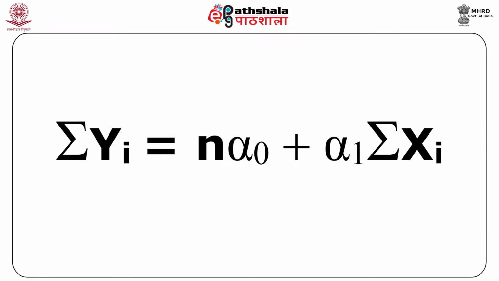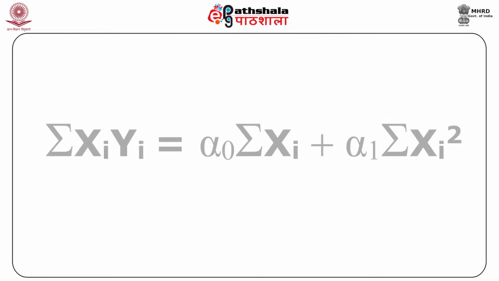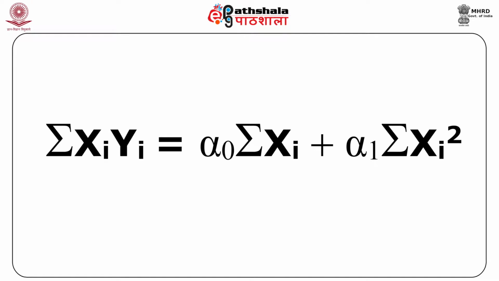Rearranging the equation, we get summation yi is equal to n alpha naught plus alpha 1 summation xi, and summation xi yi is equal to alpha naught summation xi plus alpha 1 summation xi square. These are exactly similar to the two normal equations we derived in module 1 while trying to estimate the OLS estimators B0 and B1. Therefore, this gives the same value for the maximum likelihood estimators as the OLS estimators.